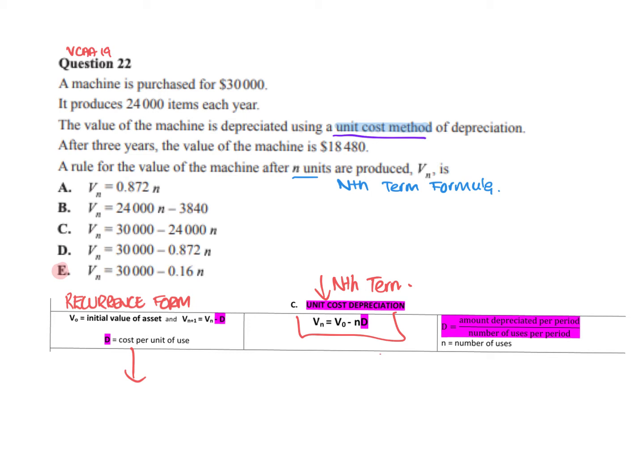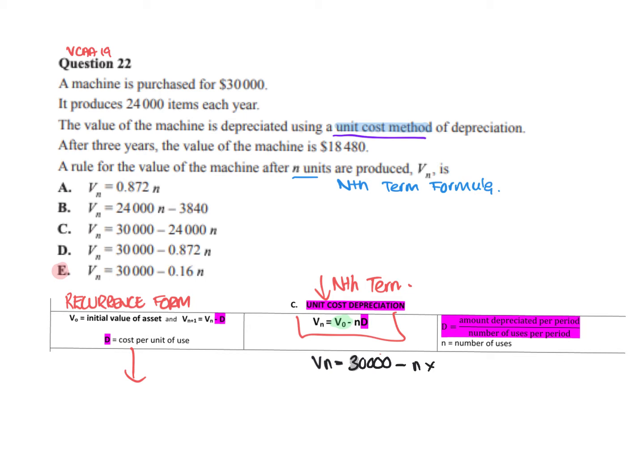Now, the nth term Vn equals V0. So what I'm looking for now is V0. So how much was the original machine worth? 30,000. Yeah, good. So we know that part. So I pop that in. So that's 30,000 minus, now n times, now because that D is highlighted in pink, I need to work out what it is, like, I need to put that into the formula.